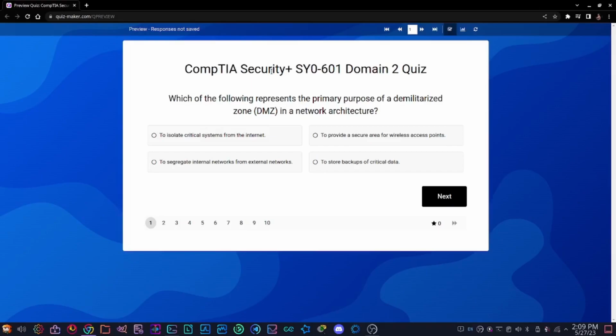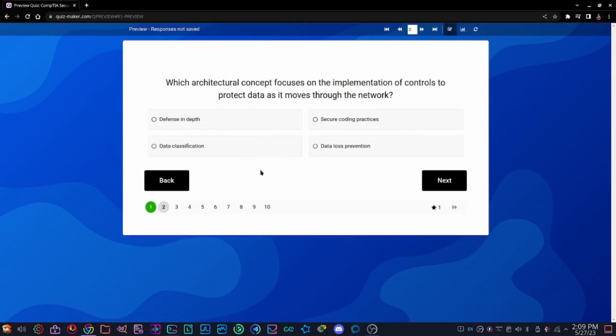For this one, the answer is going to be to segregate internal networks from external networks. That's going to be our best answer. That's usually what we'd use a DMZ for. So question 2: which architectural concept focuses on the implementation of controls to protect data as it is moved through the network? So we have defense in depth, secure coding practices, data classification, or data loss prevention.